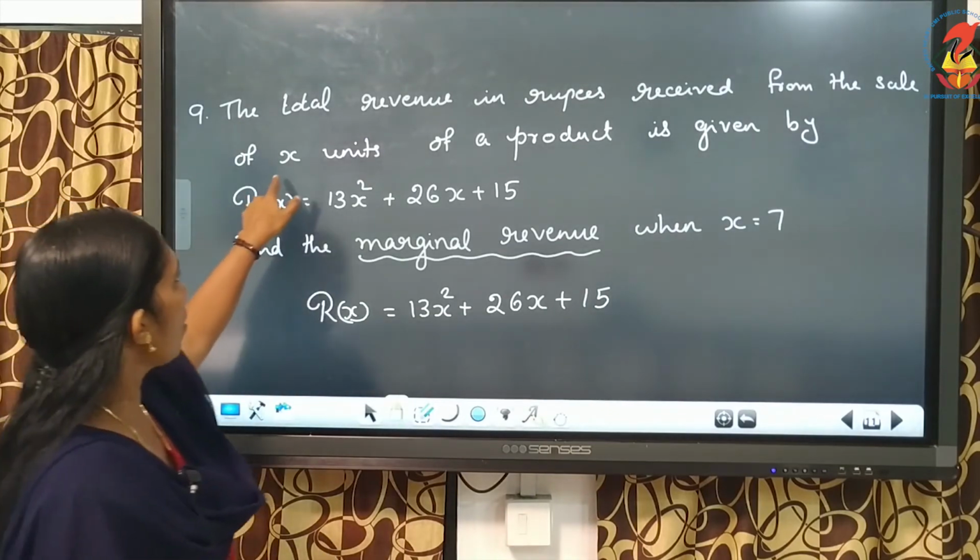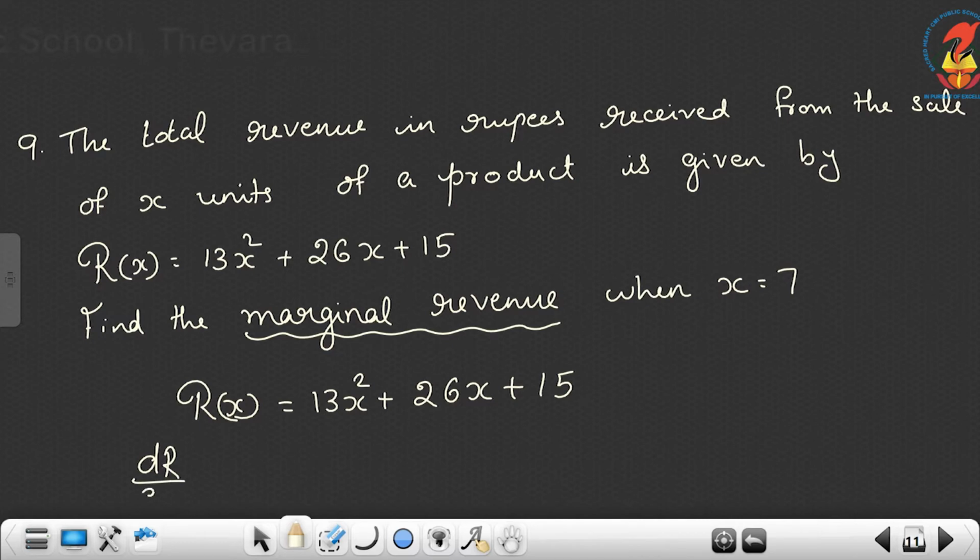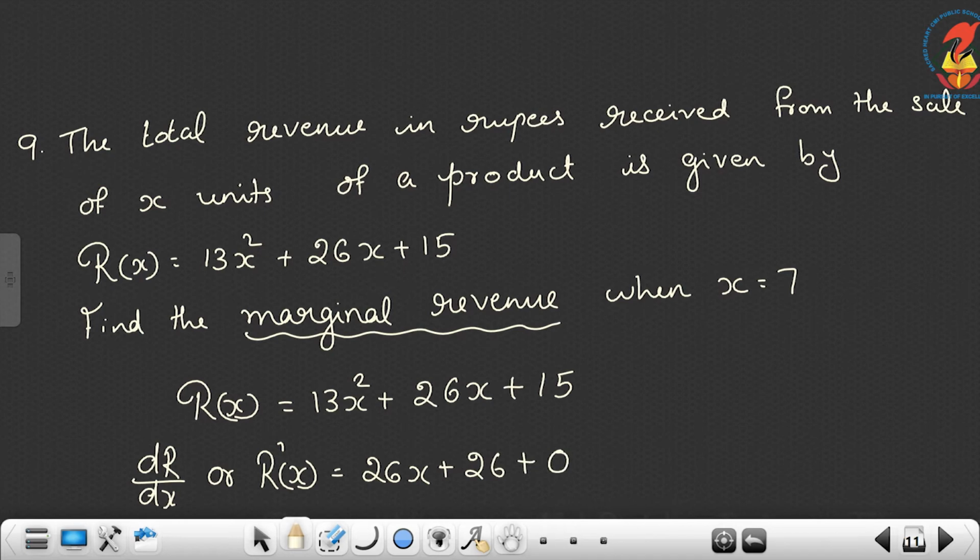How many units sold? X units. You have to find dr by dx, the rate of change of r with respect to the number of units sold, or another notation is r dash x. Find the derivative of this. So 26x, 13 is a constant, 13 into x square, derivative is 2x. Plus 26, taking out x, derivative is 1, then 15 is 0.